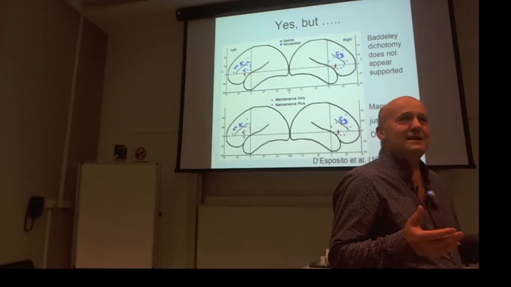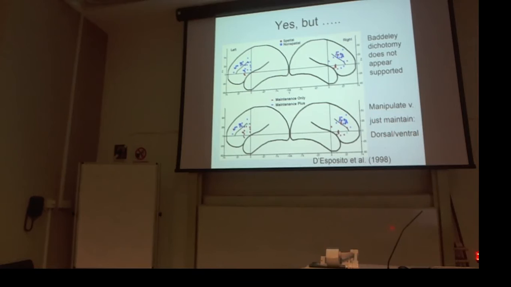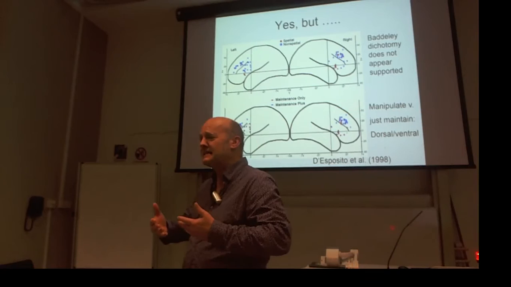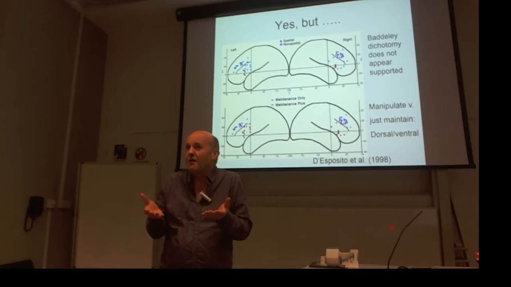And what we don't see is a very clear differentiation between these in the brain. So it doesn't necessarily make a lot of sense talking about what's going on concretely in the brain in terms of a visual spatial sketch pad or a phonological loop.